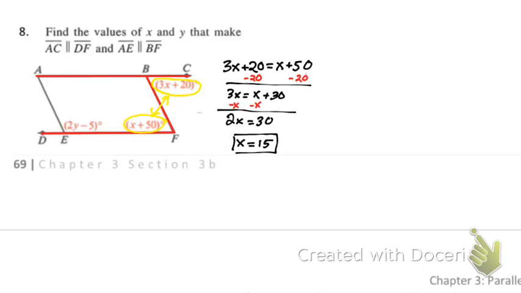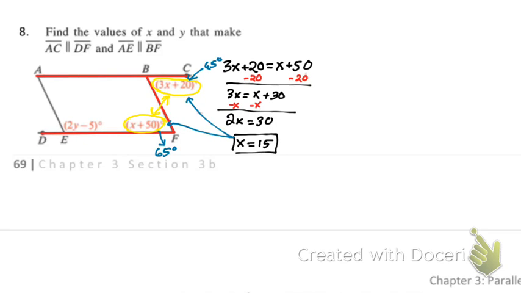Cool. So if my x is 15, if I plug 15 in here, I have 15 plus 50, which equals 65. Maybe I'll quickly talk about that. So if I plug that in for our x's, that would make this one equal to 65 degrees. And 3 times 15 is 30 plus 15 is 45 plus 20 equals 65 degrees. 65 is equal to 65. I'm good so far. I made DF and AB parallel based upon that x value.